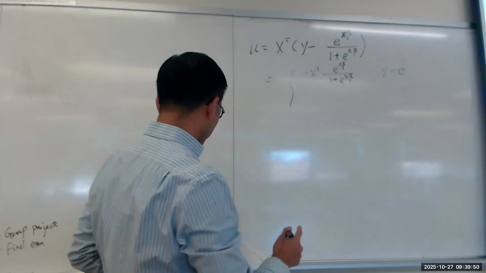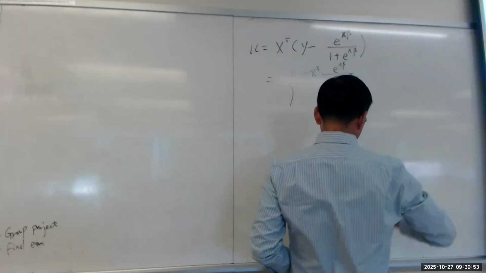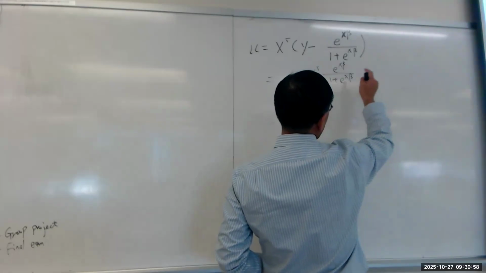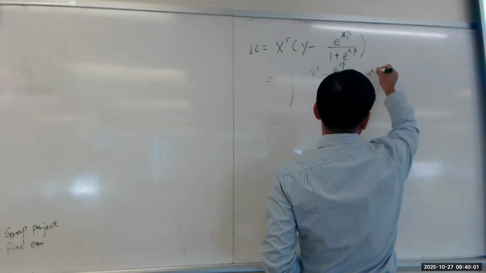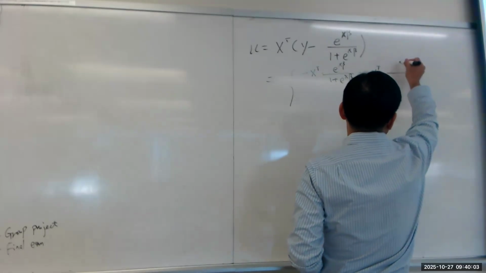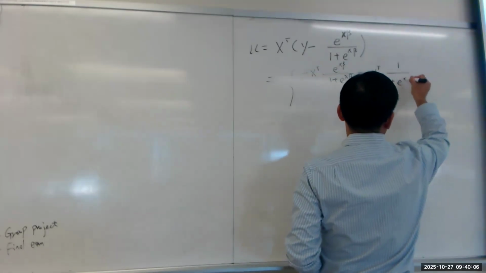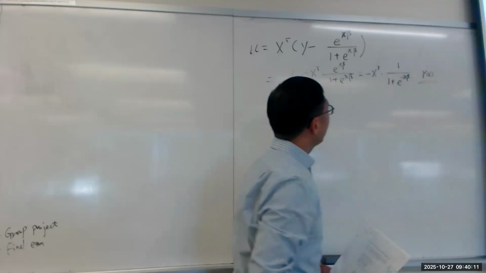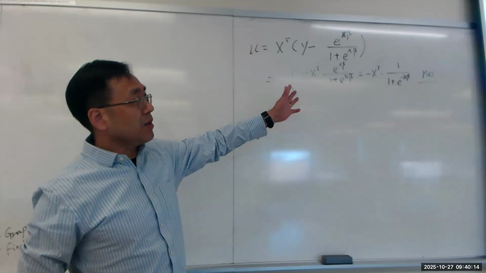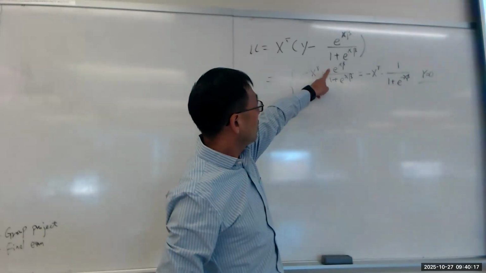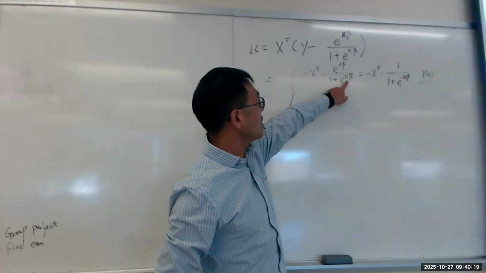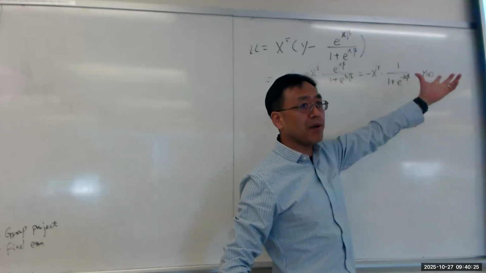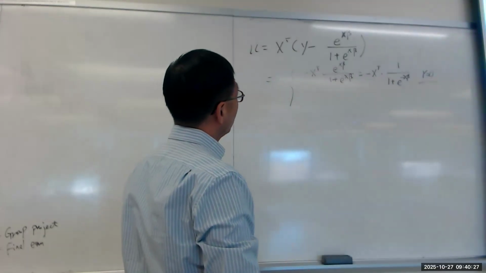If we divide this by e to the power x beta, this can be equal to negative x transpose times 1 over 1 plus e to the negative x beta, right? And y is equal to 0. This is because in the second term, you divide the numerator and denominator by e to the x beta, then the numerator becomes 1 and the denominator becomes 1 over e to the x beta, which is e to the negative x beta, right? So this is pretty straightforward.